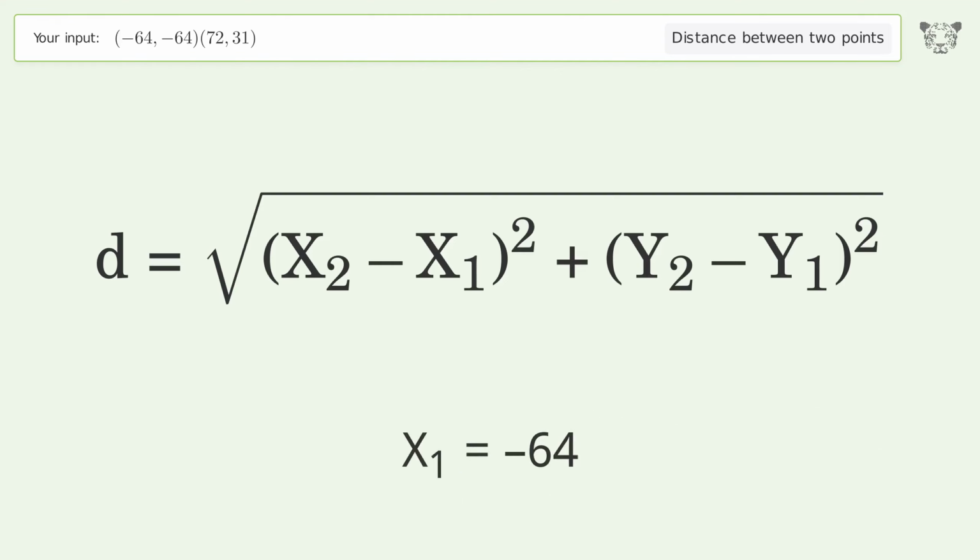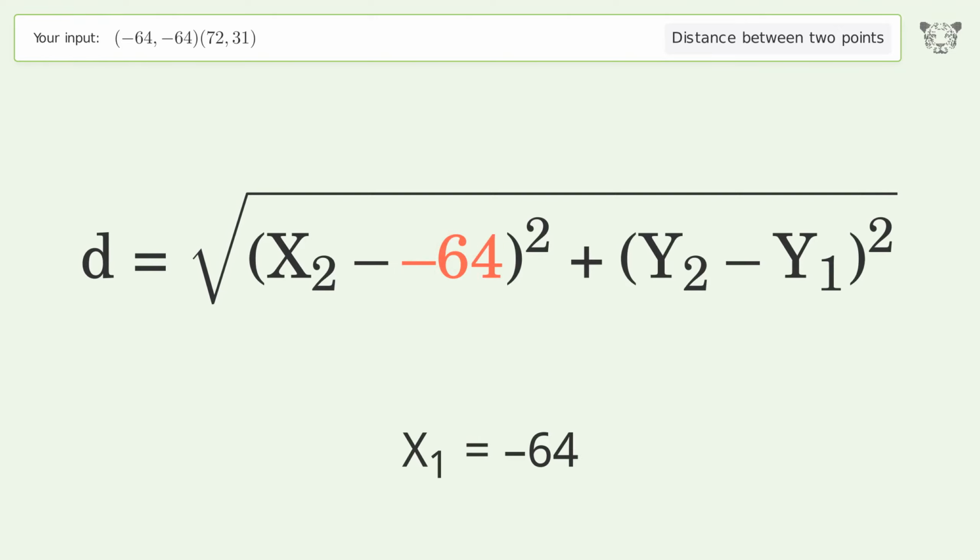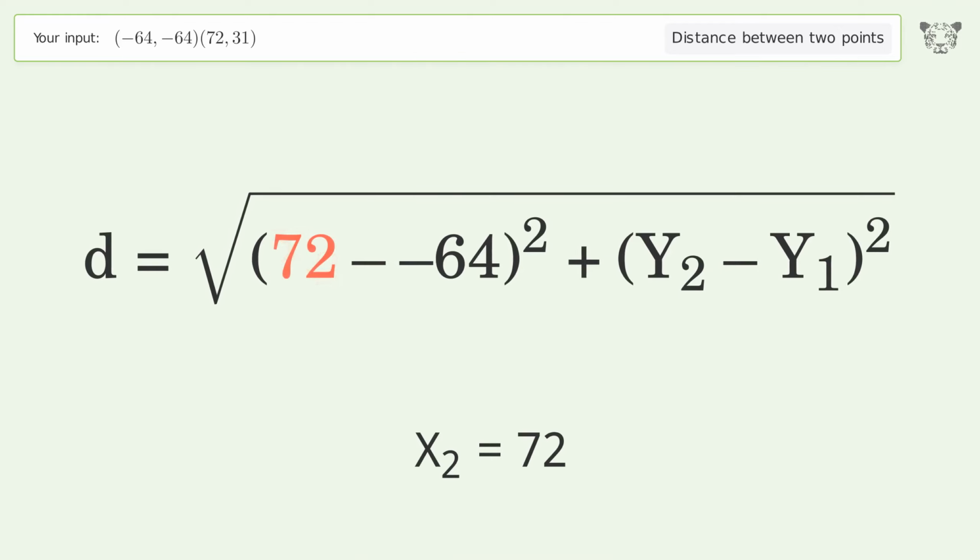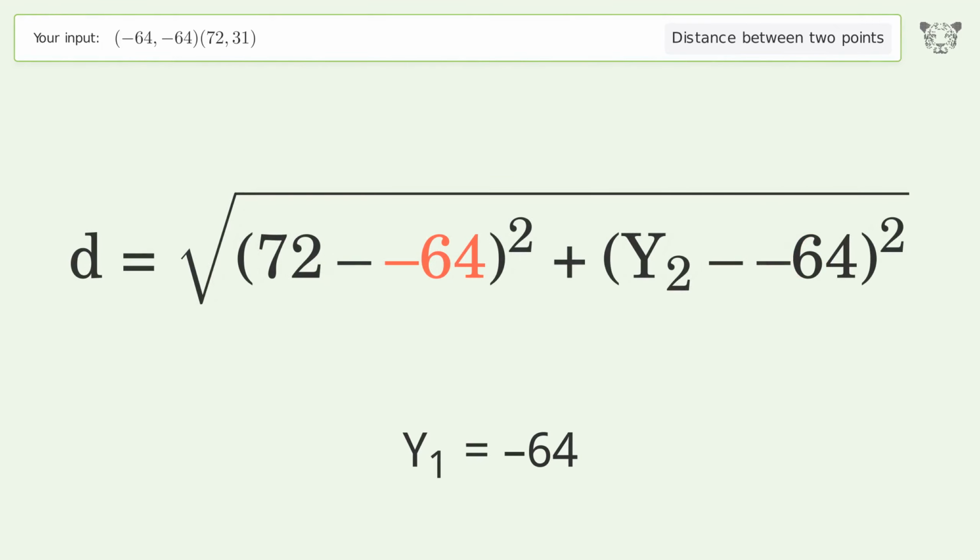x1 equals -64. x2 equals 72. y1 equals -64. y2 equals 31.